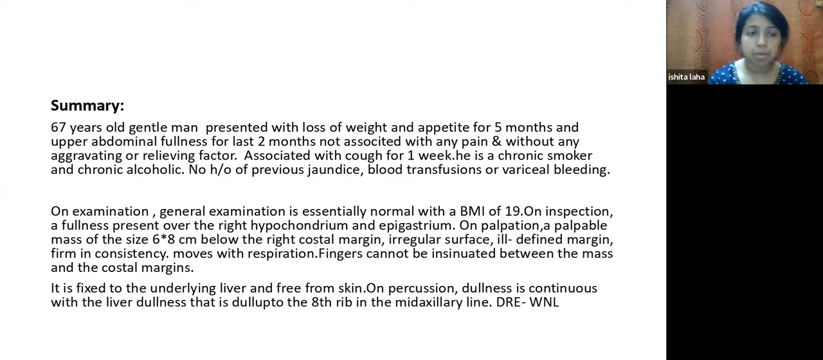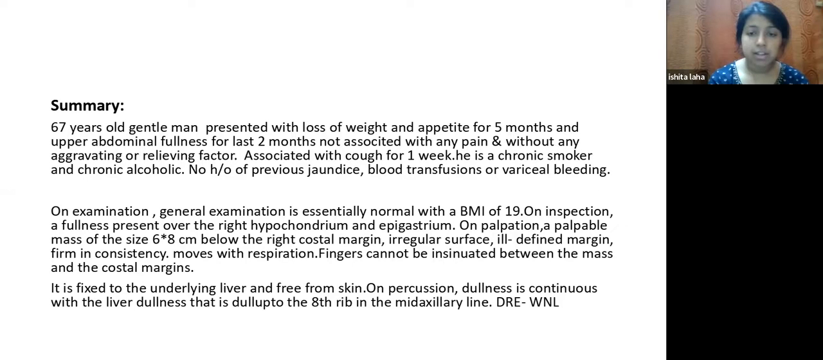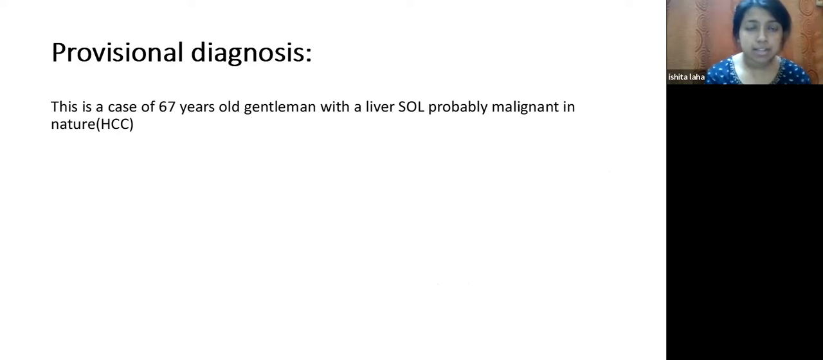On palpation, a palpable mass of size 6 by 8 centimeters below the right costal margin, irregular surface, ill-defined margins, firm in consistency and moves with respiration. Fingers cannot be insinuated between the mass and the costal margin. It is fixed to the underlying liver and free from skin. On percussion, liver dullness is increased over the mid-clavicular line, and digital rectal examination is within normal limits. I provisionally diagnose my case as a 67-year-old gentleman with a liver space-occupying lesion, probably malignant in nature.